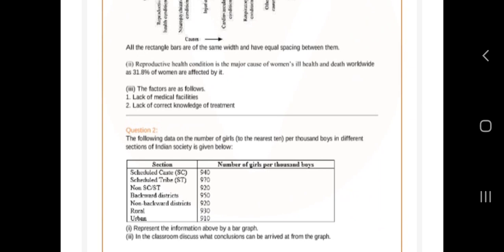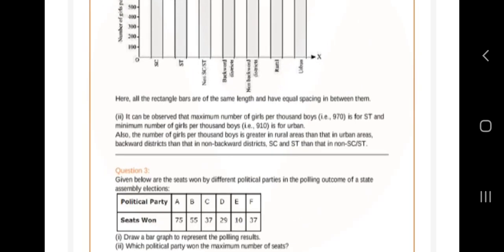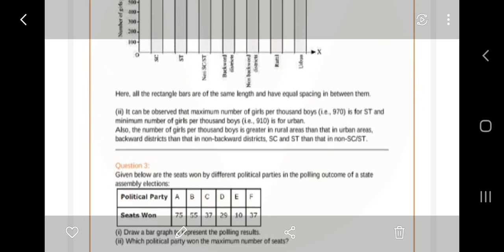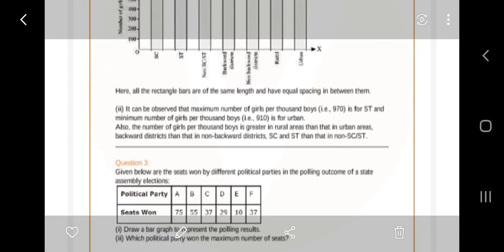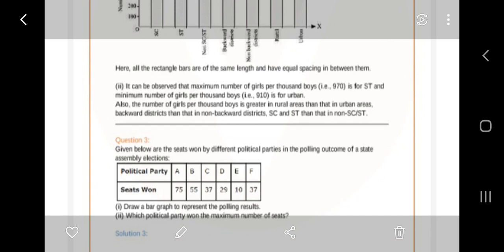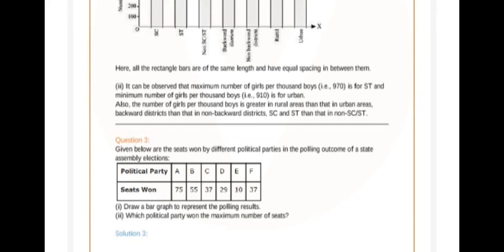Next here they have given, what conclusion can be arrived at from the graph? So we have got the conclusion that the number of girls per 1000 boys is greater in the rural area than the urban area, in backward districts than the non-backward districts, and in SC and ST than the non-SC and ST. There are more. Next, here also they have given a political chart.